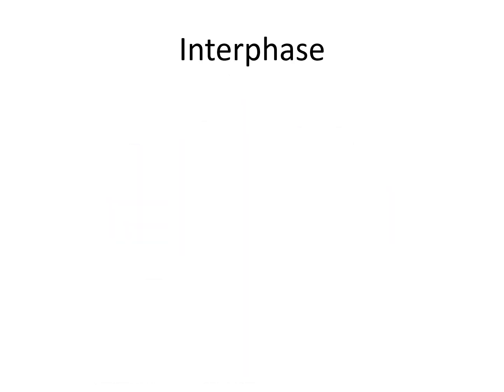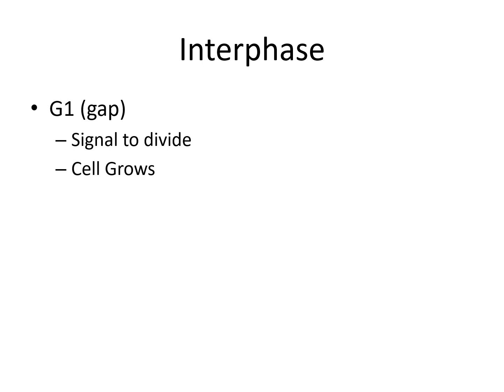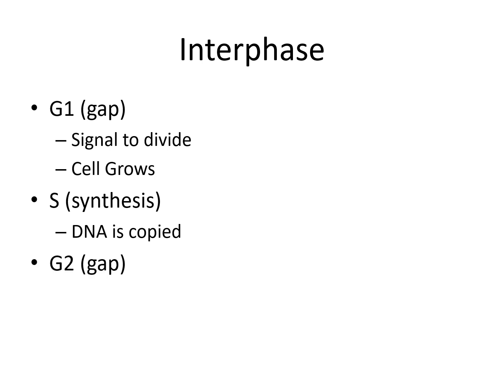As I mentioned before, interphase has three stages. First is G1, and G stands for gap, so the first gap, G1. This is where the cell gets the signal to divide, and the cell will start growing in preparation to divide. Once the cell gets to a certain size, the cell will enter S phase, and S stands for synthesis. This is the stage where the DNA is copied, so each daughter cell is going to need a copy of the genes so it can function as the parent cell functioned. Once the DNA is copied, the cell goes through G2, the gap 2 phase. This is where protein synthesis occurs and the rest of the cell gets ready to divide.